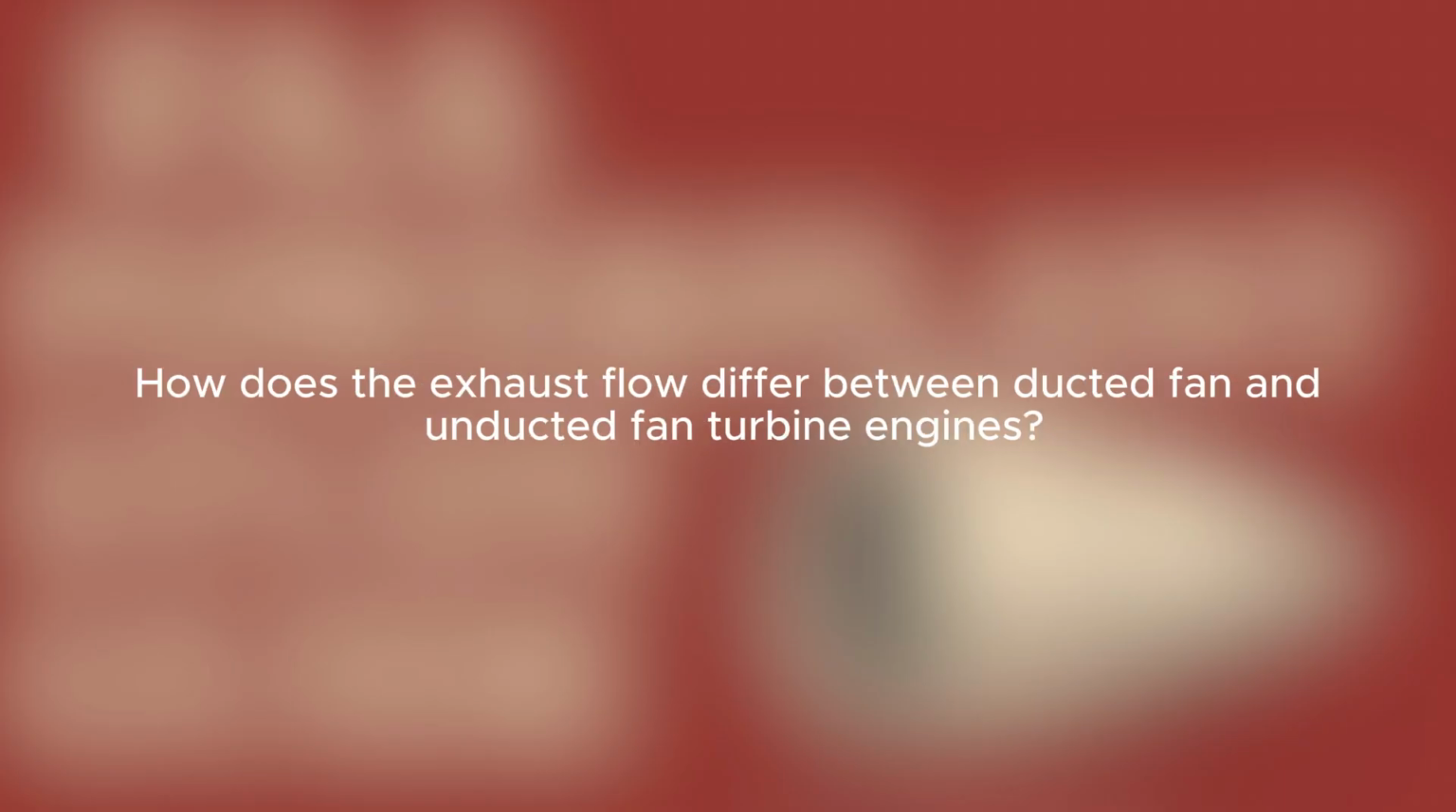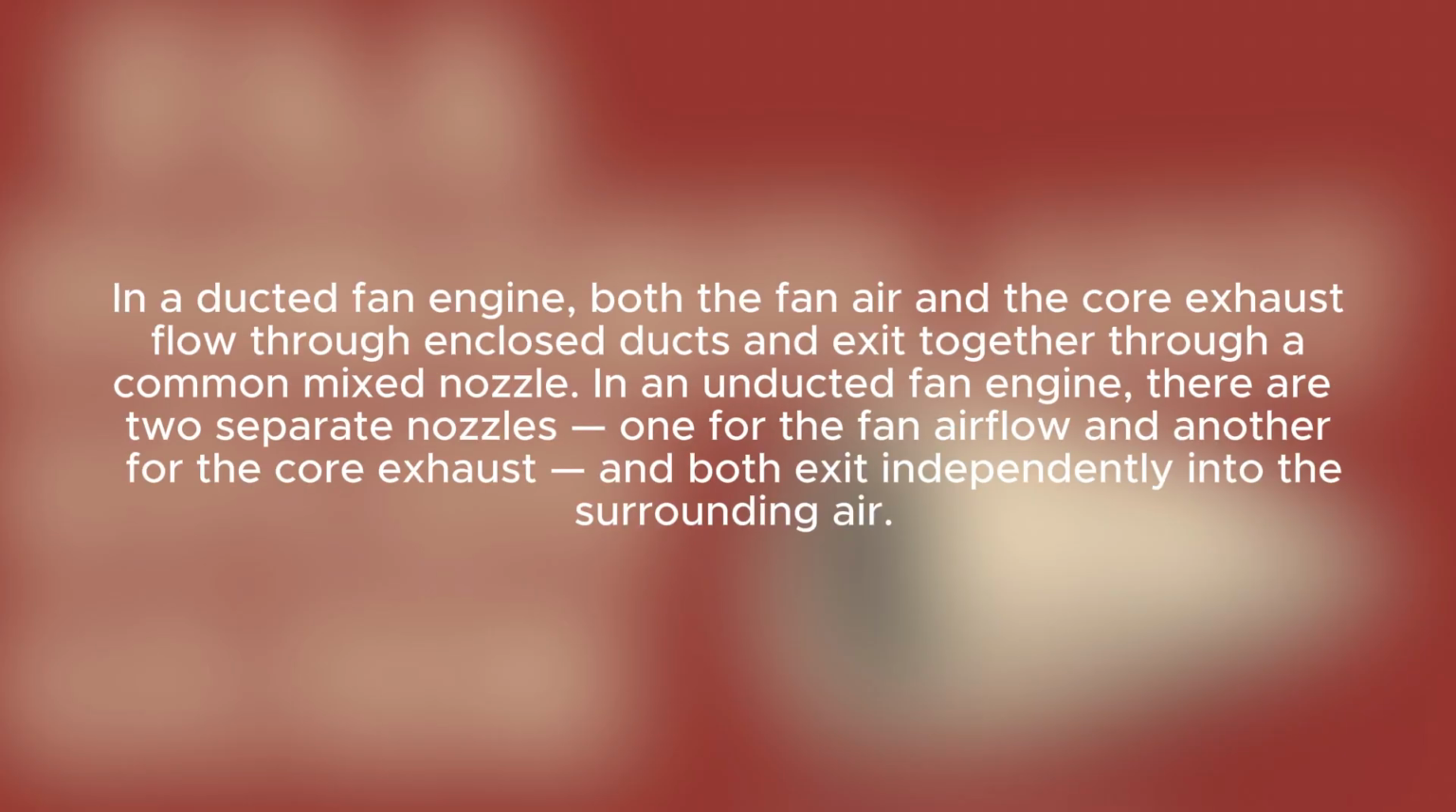How does the exhaust flow differ between ducted fan and unducted fan turbine engines? In a ducted fan engine, both the fan air and the core exhaust flow through enclosed ducts and exit together through a common mixed nozzle. In an unducted fan engine, there are two separate nozzles, one for the fan airflow and another for the core exhaust, and both exit independently into the surrounding air.